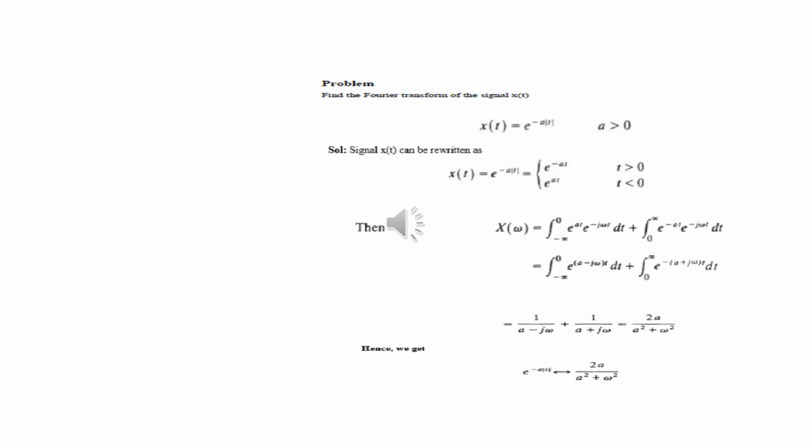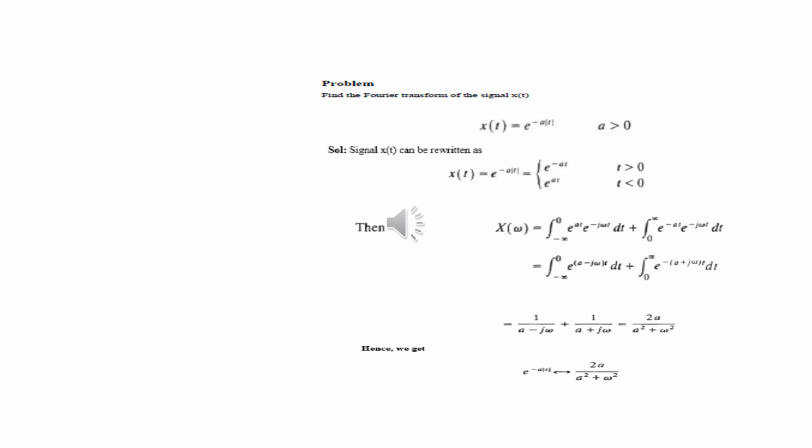So the Fourier transform X of omega is equal to integration from minus infinity to 0 of e to the power at into e to the power minus j omega t dt, plus integration from 0 to infinity of e to the power minus at into e to the power minus j omega t dt. Here the common terms are taken out, and now substituting the integration limits, we get 1 by a minus j omega plus 1 by a plus j omega.